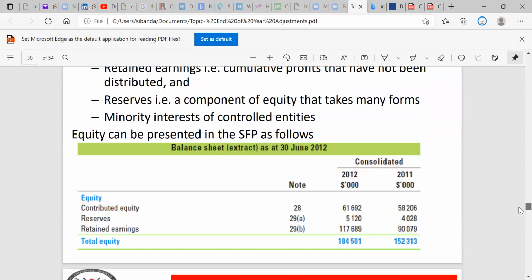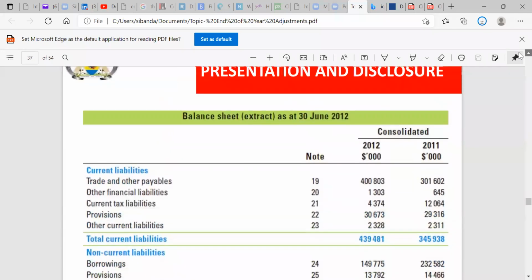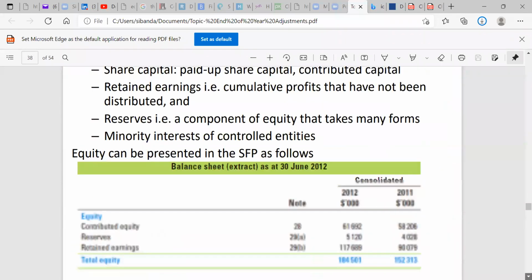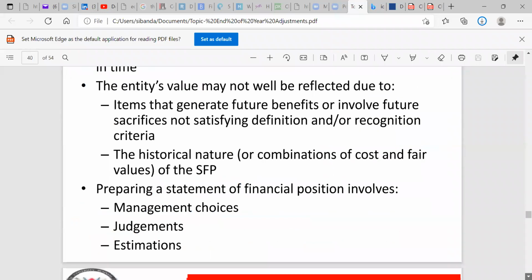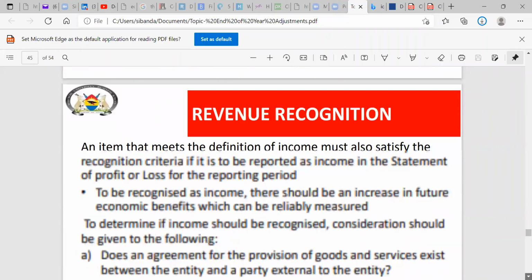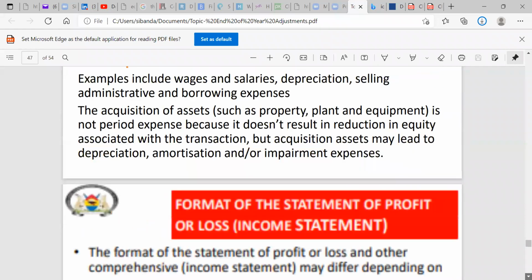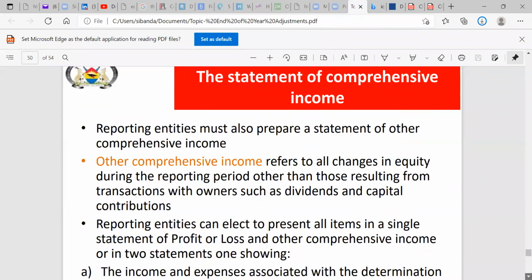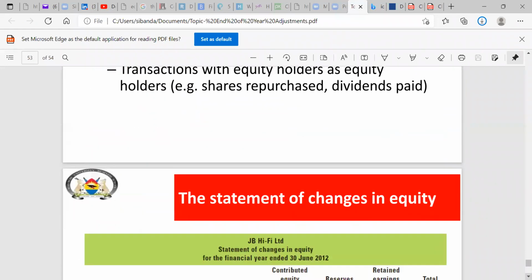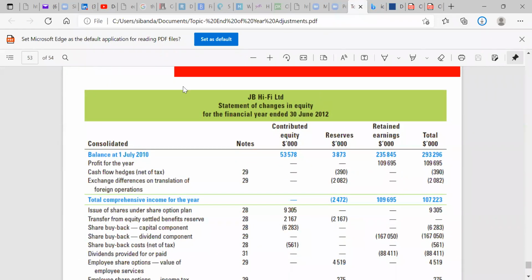For example, this is the balance sheet. And we also had the format, the presentation for the balance sheet, which is the statement of financial position. We also had the format for the statement of changes in equity. I think it is down. This is a statement of changes in equity. This is comprehensive income. This is statement of changes. So this was the statement of changes in equity format, and you should be able to know how to do it.